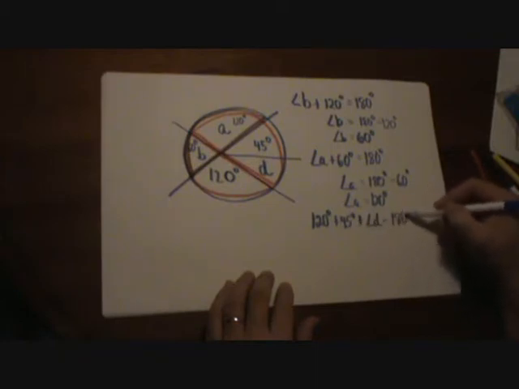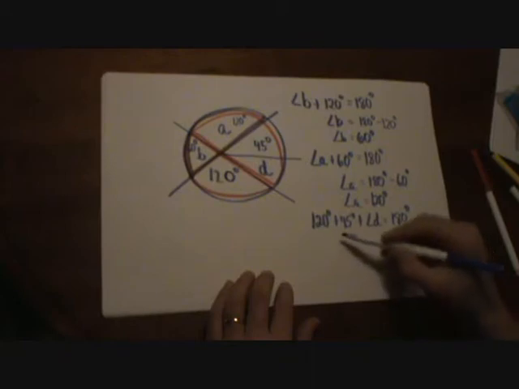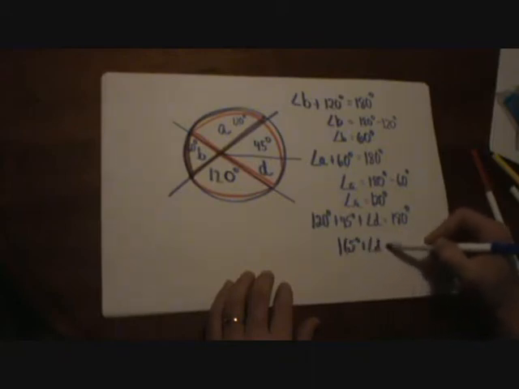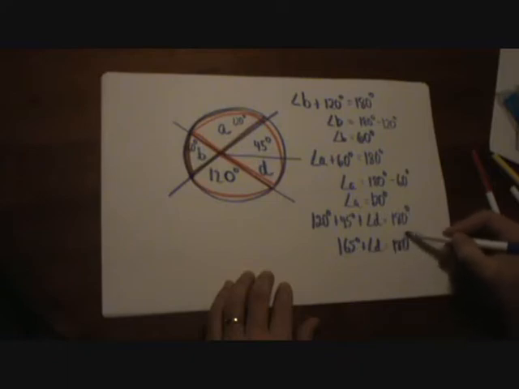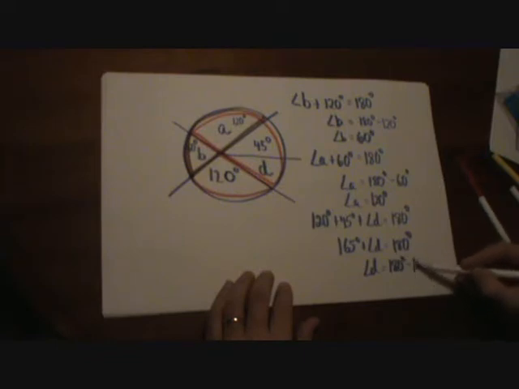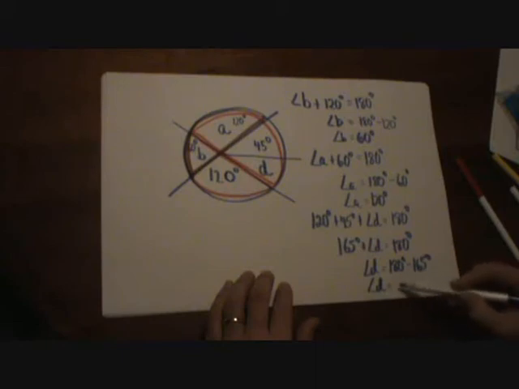But those three things make a half circle, so they have to equal 180. In order to figure out what angle D is now, all I need to do is subtract the 120 and the 45 from the 180. When I do that, angle D ends up being worth 15 degrees.